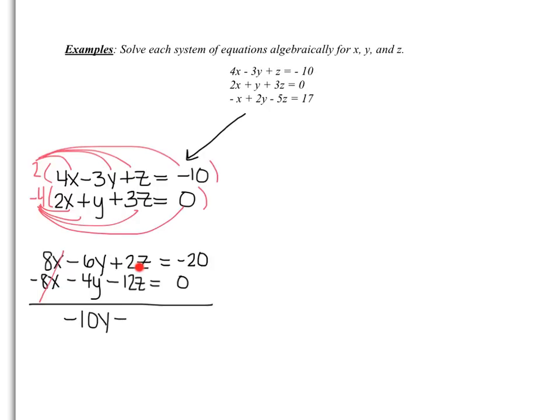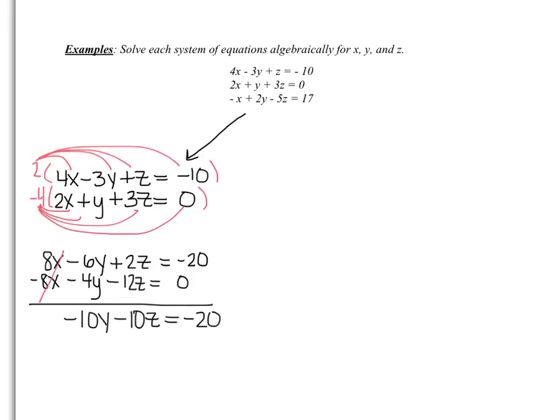And 2z plus negative 12z is negative 10z equals negative 20 plus 0, which is negative 20. So what you just did, I'm just going to repeat the steps, is we took the first two equations and we rewrote them down here. And we solved this system by elimination, and we eliminated the x values, and we were left with a new system with y and z.